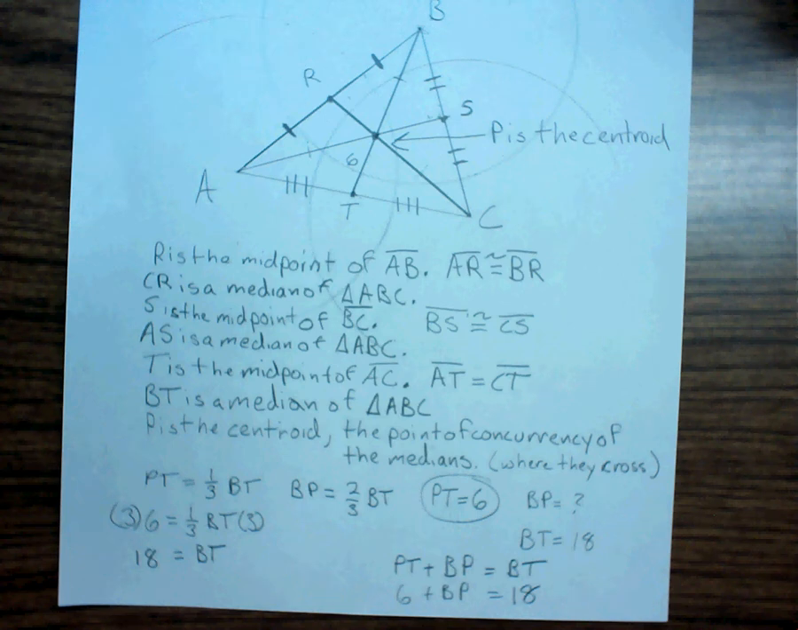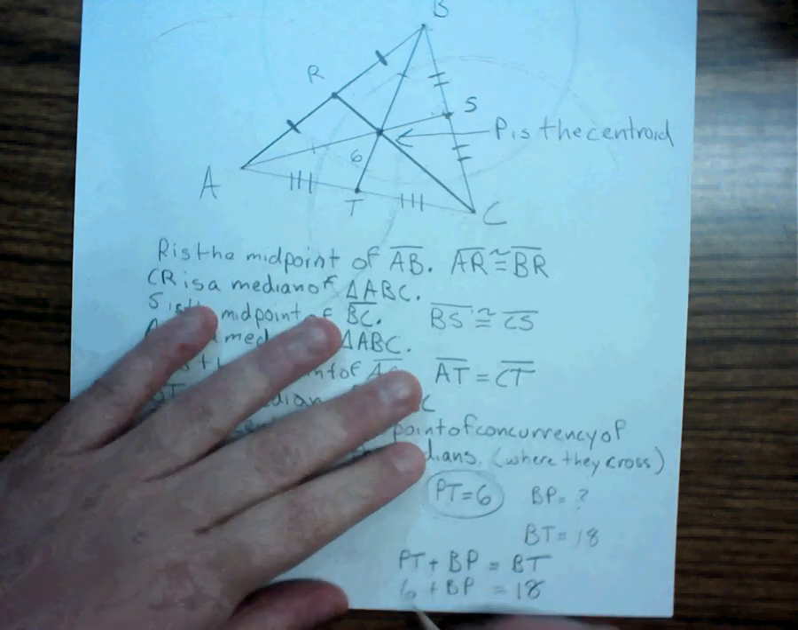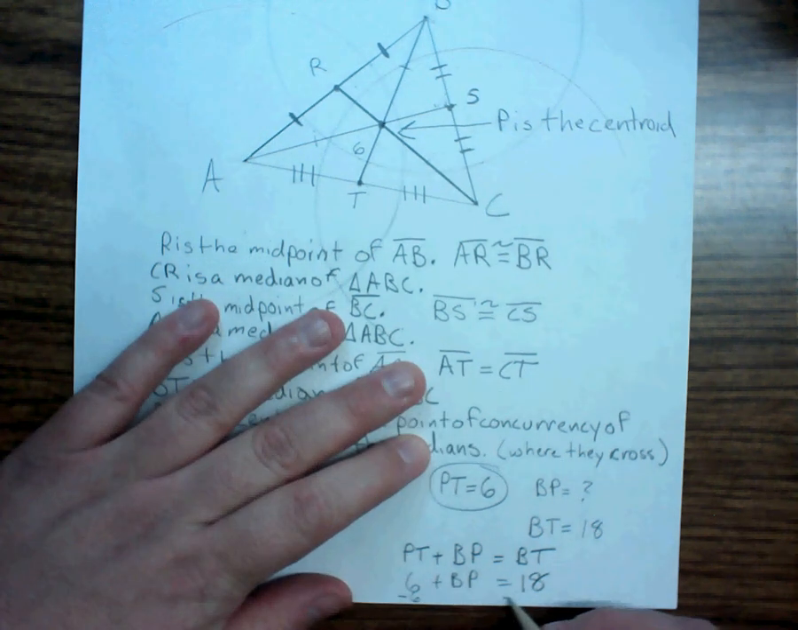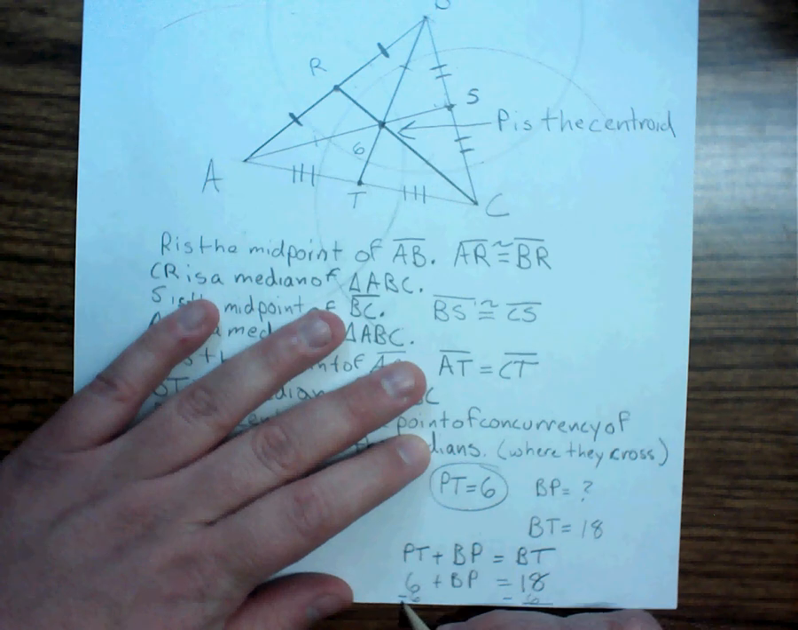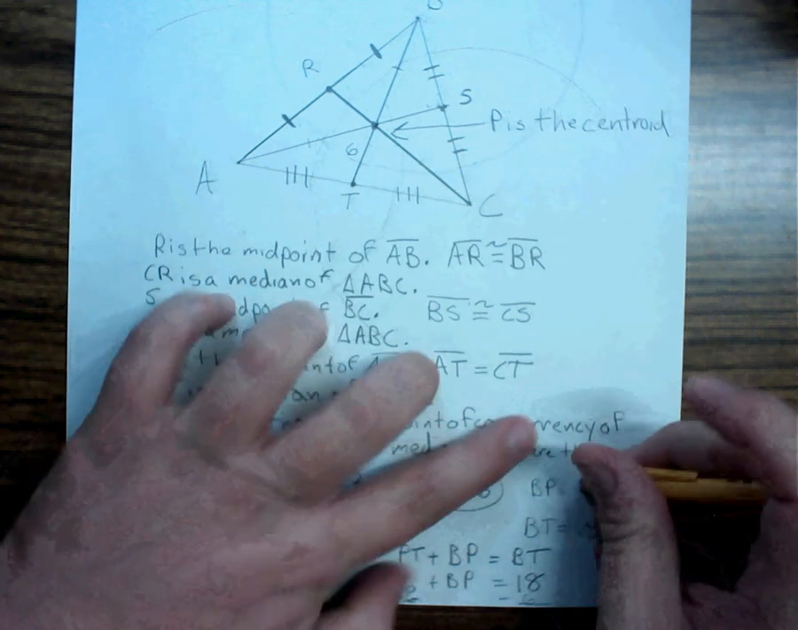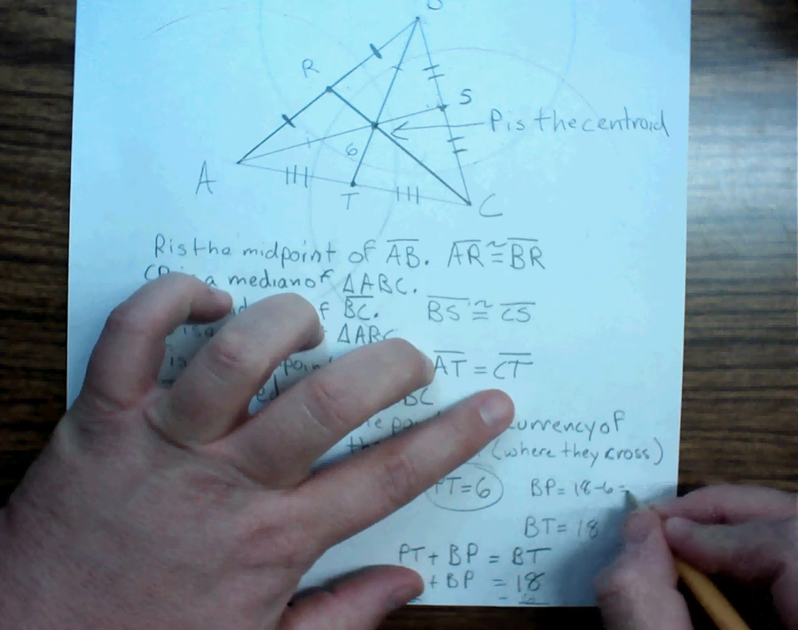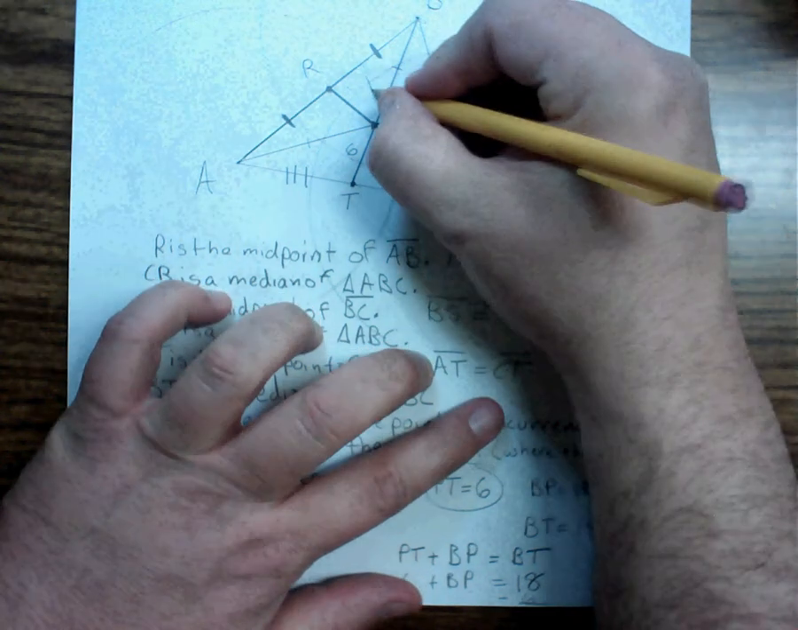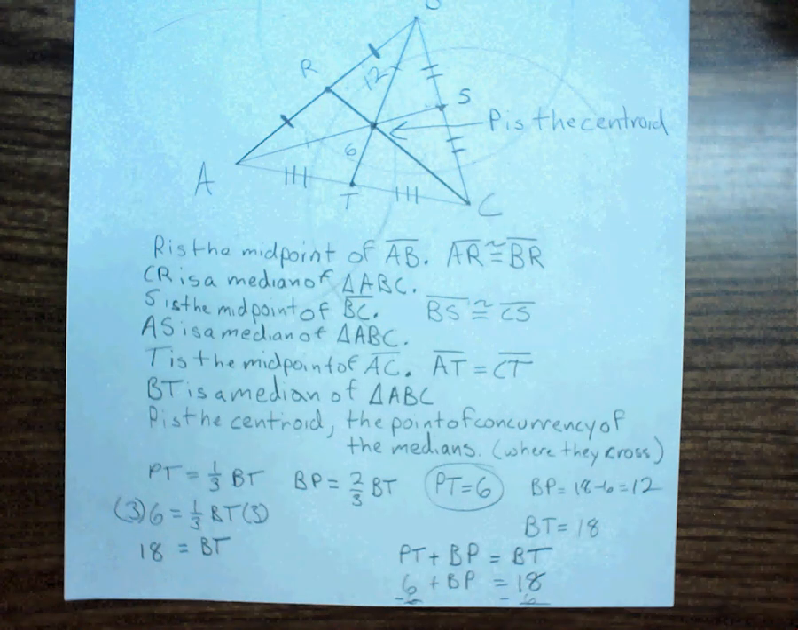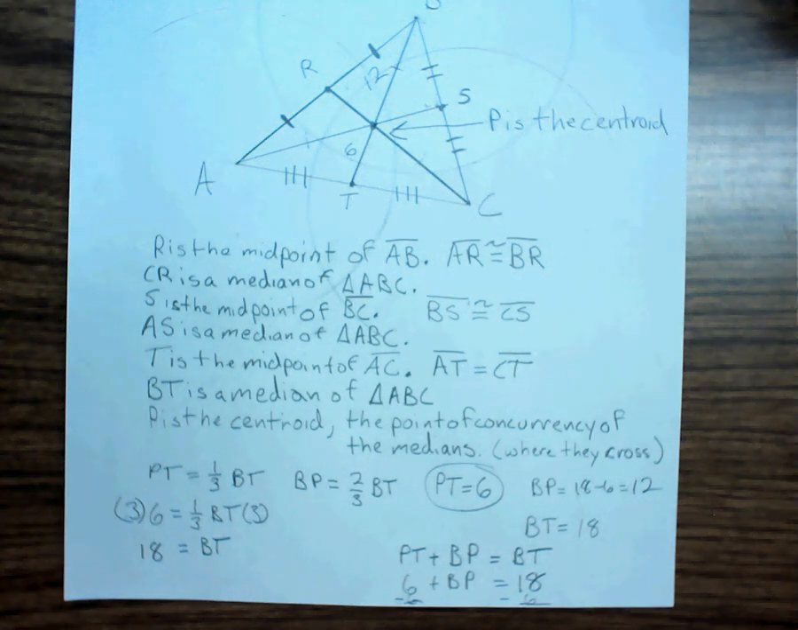How could I find that? Subtract what? Subtract 6 from both sides. So if I subtract 6 from here and I subtract 6 from here, I get that BP is 18 minus 6, which is equal to 12. See how I did that? That's what your problems are going to be like.